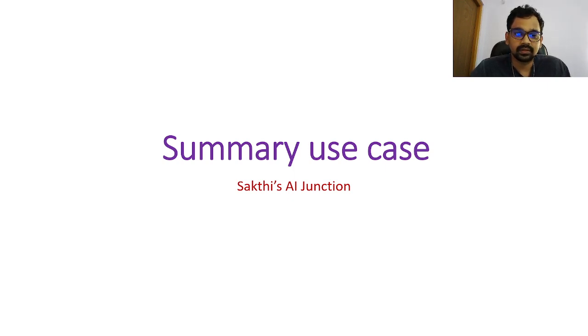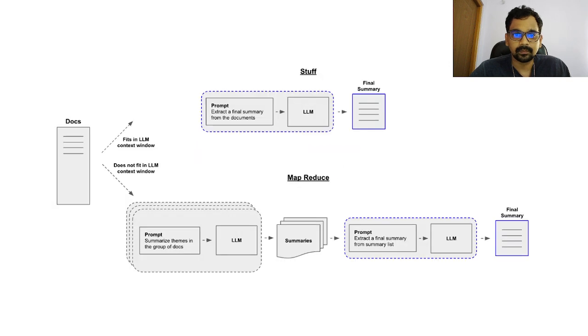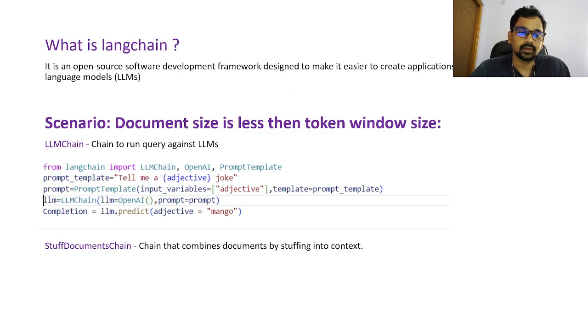This video is a continuation of our previous video on generating summary use case with LLM. In our previous video, we looked at how to generate a summary for a document size which is less than the token window size, which means that is a simple document.